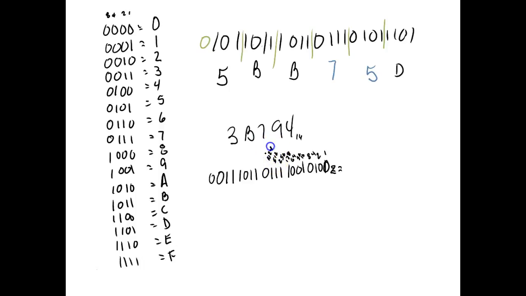512, 1024, 2048, 4096, thank you, 8192, 16384, 32768, 65536, 131072, and that's as far as I can go. But I've run out. And then what I would do is I would add all those. I would just take those and add all those together.